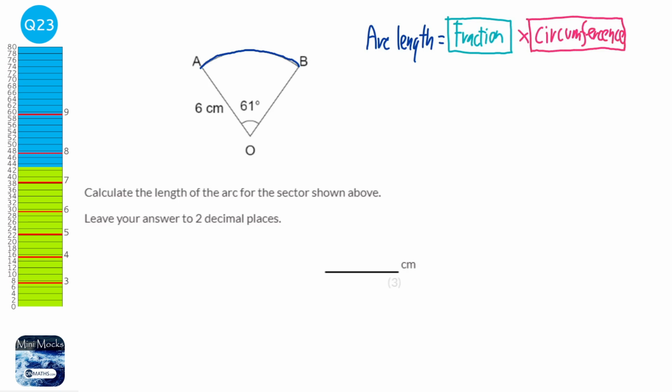Now, to find the fraction of the circle we've got, we work out the angle of the sector and we divide it by 360 because there are 360 degrees in a full circle. Times that by the circumference, and circumference is just going to be pi times the diameter. The angle is 61 degrees.